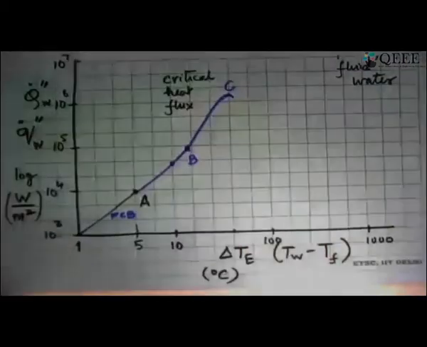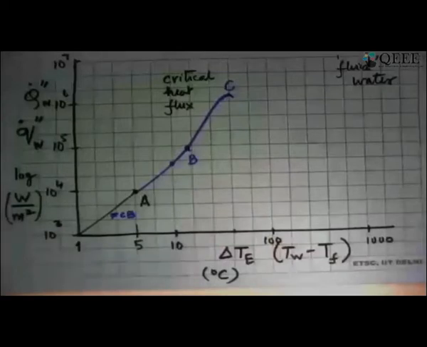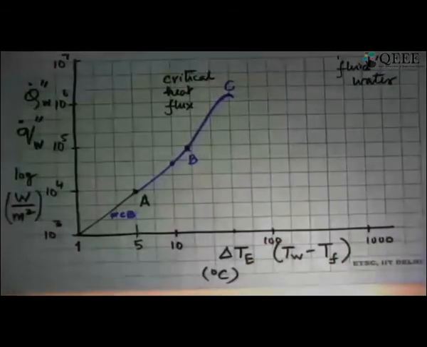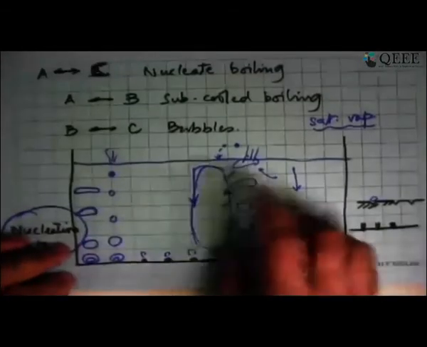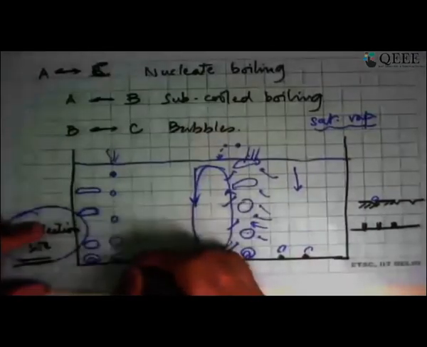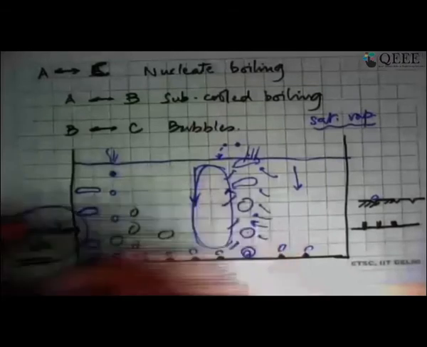Why it is critical? We'll come back to it in a little while. But for now, let's understand why it has reached a peak. And that is given by what we have just seen, that when nucleation takes place, more and more bubbles get formed. Gradually, more and more sites come up where more and more bubbles are being formed.